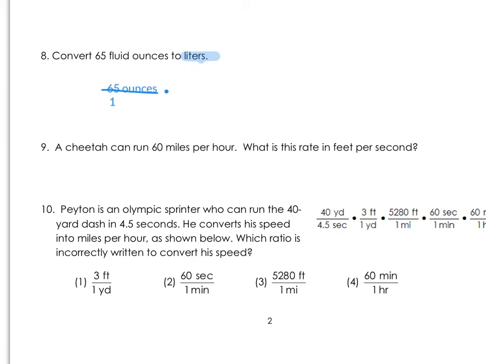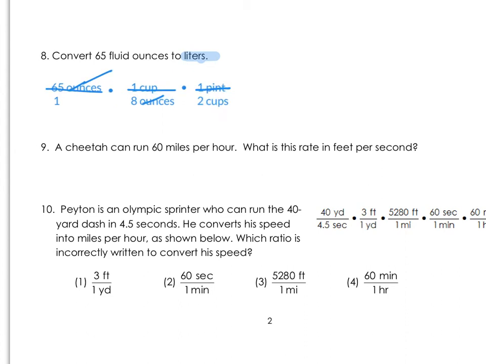I want ounces to go away, so if I look at my conversions, well, one way of doing this is I see that I know that there are 8 ounces in a cup, so I could do a cup over 8 ounces. So that helps me because ounces cancel with ounces, but I still have cups now, not liters, which is what I wanted, so I got to keep going. So if I'm just going off of my conversion charts that I have, the next thing I see is pints in 2 cups, so 1 pint is 2 cups.